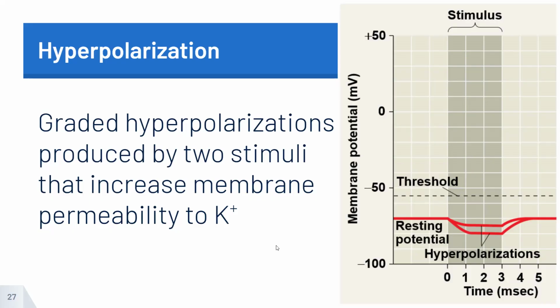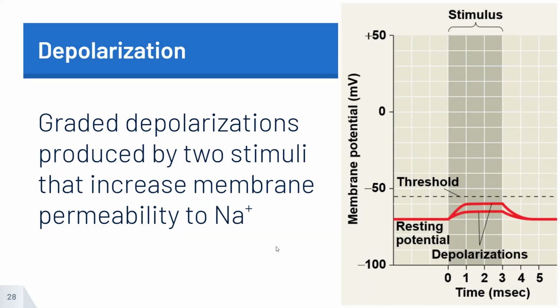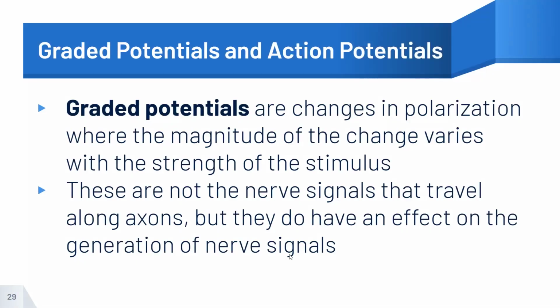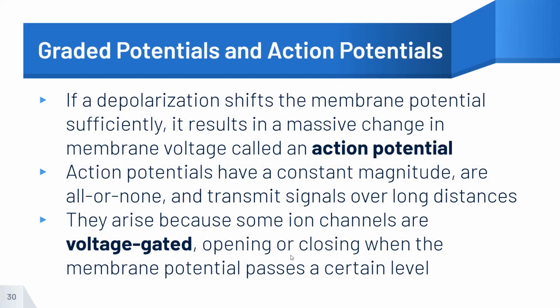So again, hyperpolarization, you're making it even more negative. That is not going to send an action potential. But the depolarization, you are increasing the charge on the inside, making it more positive. And if it reaches a certain threshold, then it will initiate an action potential. And so we're looking at ion channels opening and closing, and like a wave down an axon, that is going to cause an action potential. So an action potential is that signal being sent down the axon.